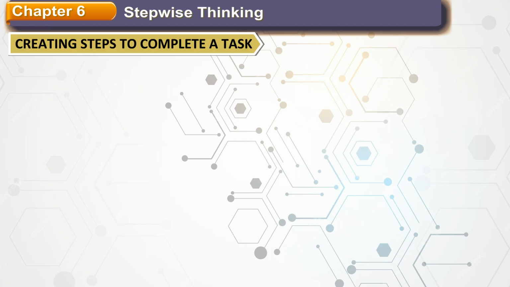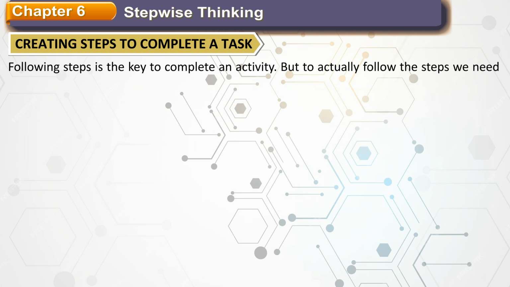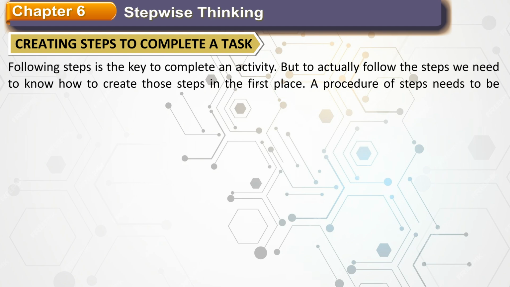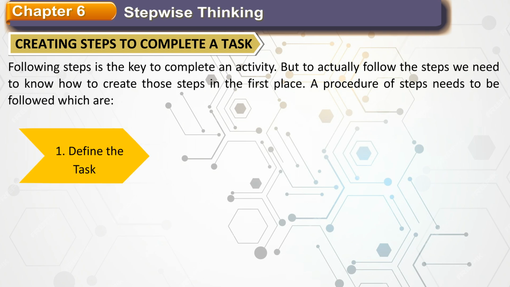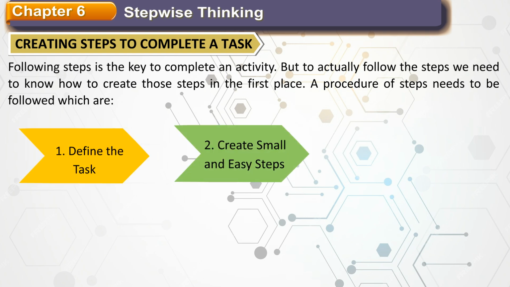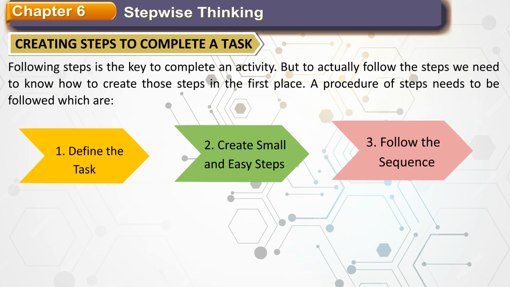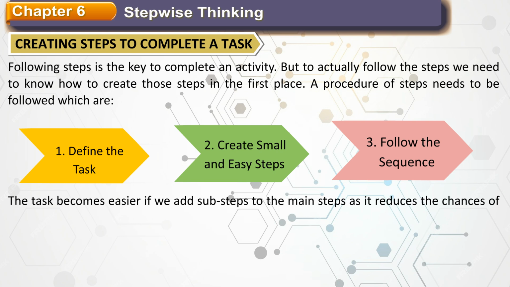Creating steps to complete a task. Following steps is the key to complete an activity. But to actually follow the steps, we need to know how to create those steps in the first place. A procedure of steps needs to be followed, which are: 1. Define the task. 2. Create small and easy steps. 3. Follow the sequence. The task becomes easier if we add sub-steps to the main steps, as it reduces the chances of making mistakes while following the main steps.